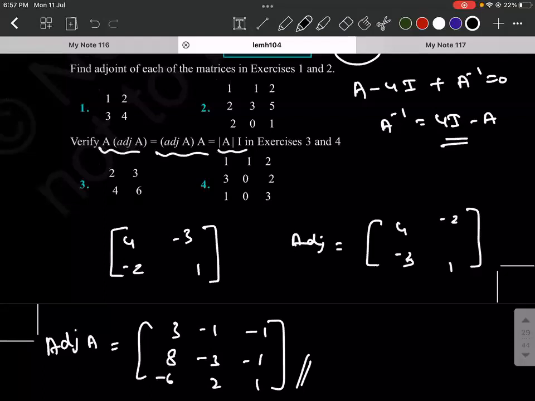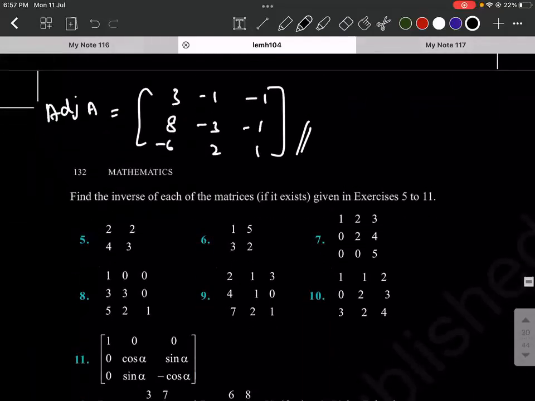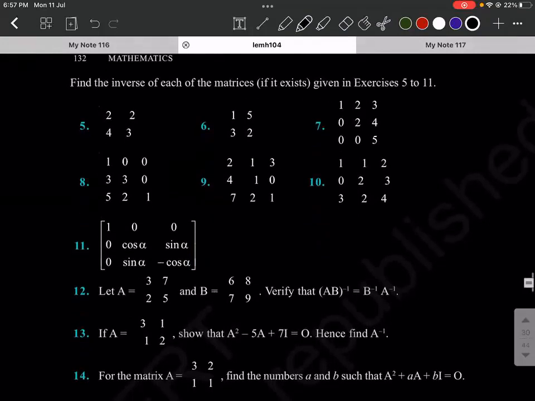None of you have. Hey, those who are online, what are you people doing? Are you solving the problems? So listen, find the inverse of each of the matrices.